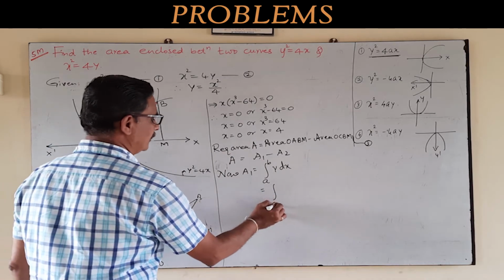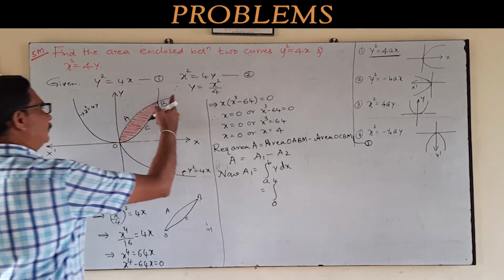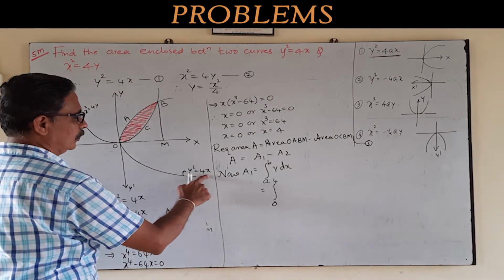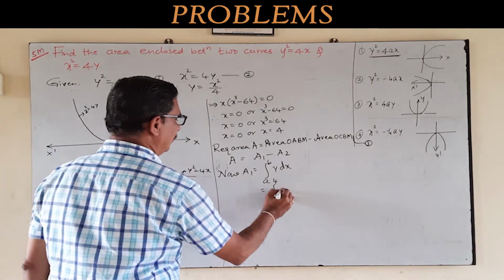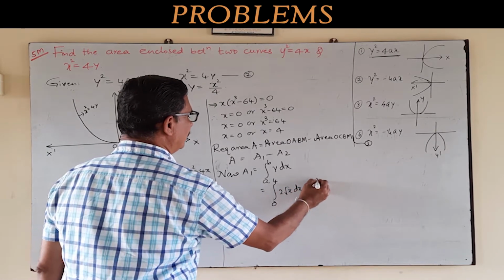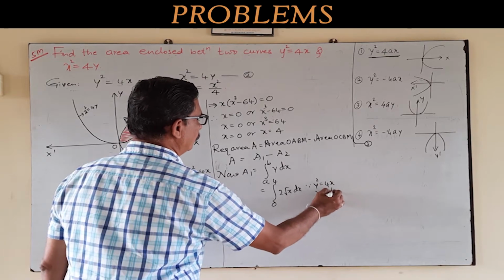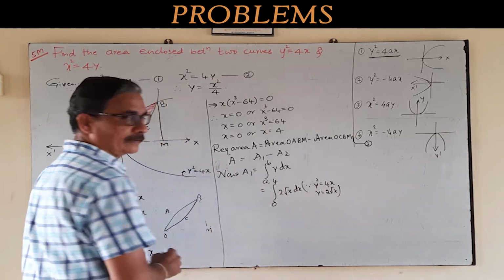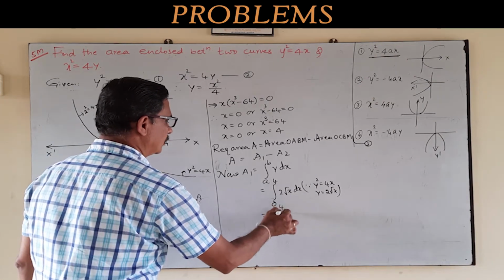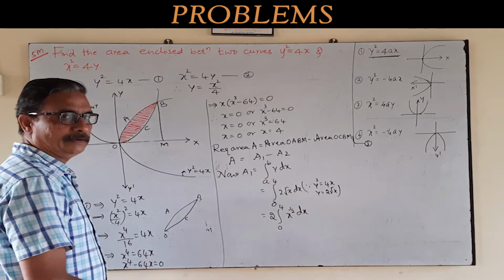A is the lower limit, B is the upper limit. What is the lower limit? 0. The upper limit is 4. Y dx, for that curve OABM, the first curve. But y square is equal to 4x. What is the y value? The y value is 2 root x with respect to x, because y square is equal to 4x, correct? Therefore y is equal to the square root of 4x, 2 into root x, right?